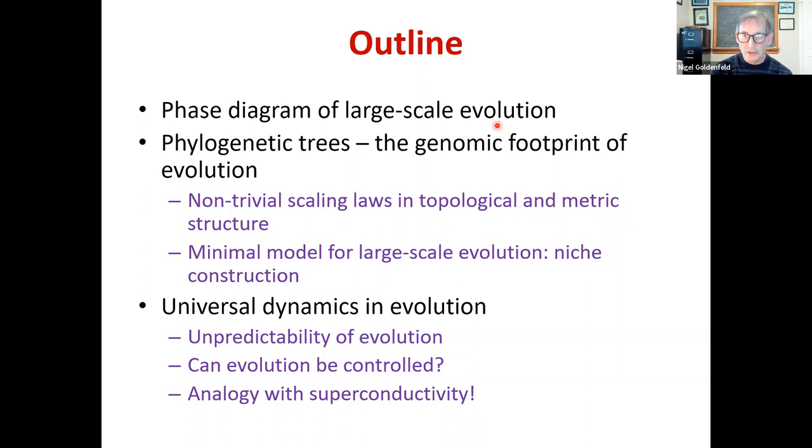And then at the end of the talk, I'll be a little bit more philosophical, and I'm going to strive to be as provocative as possible, to talk about the unpredictability of evolution, whether evolution can be controlled, and I'll be making an analogy with a topic in condensed matter physics, superconductivity. So to understand this talk, you don't need any prior knowledge of biology or even superconductivity. In fact, having no knowledge might even be an advantage.